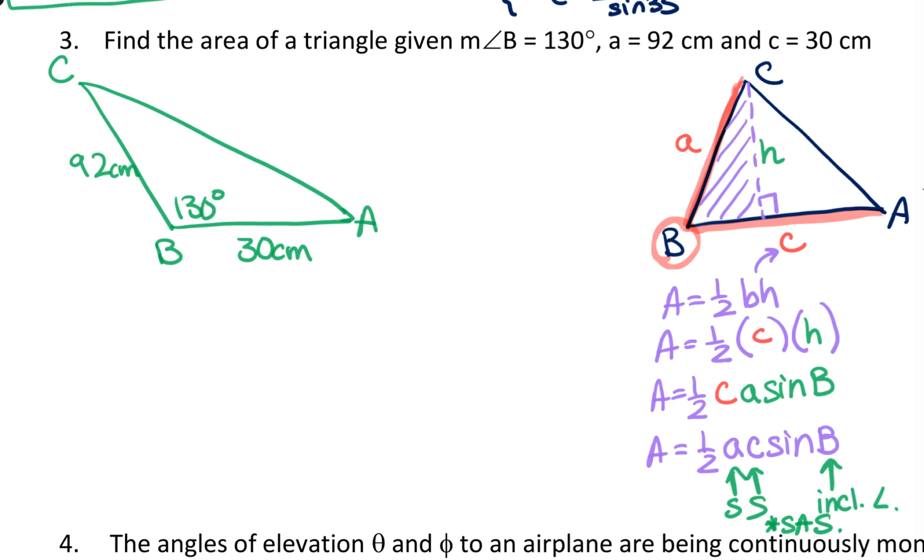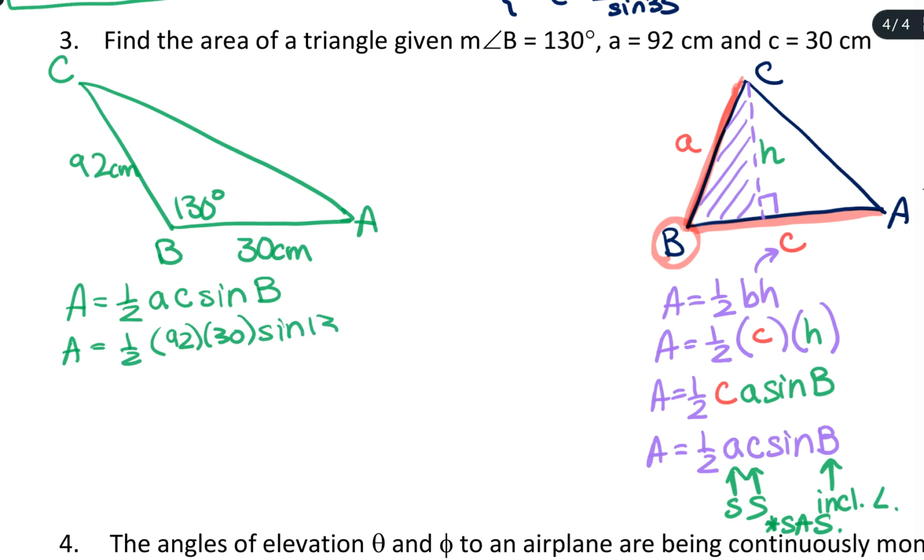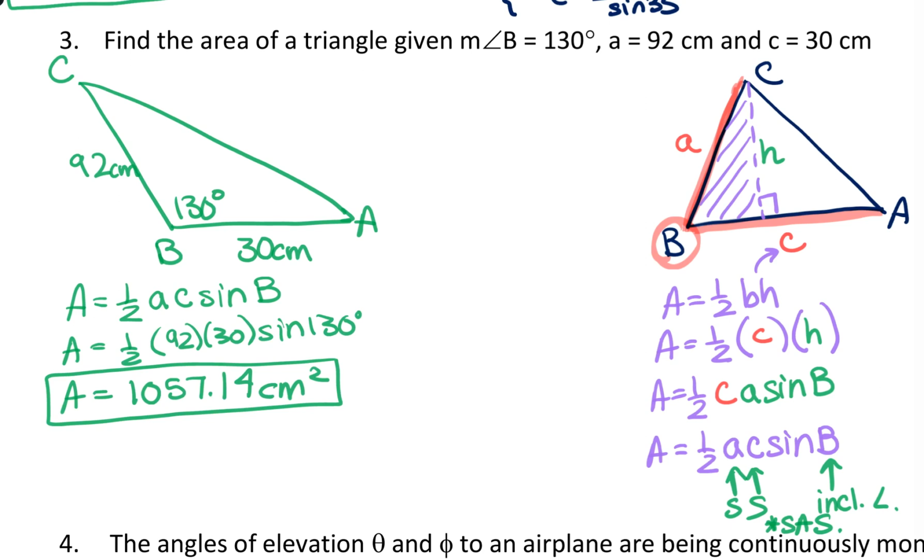All right, so let's go back to our example. And so now we can use this formula. Our formula is area equals 1/2 the two sides that are given, A times C times the sine of the included angle. And again, it has to be an SAS situation. You have to have that included angle. So I just plug in, and I get 1/2 times 92 times 30 times the sine of 130, and I just simply calculate on my calculator. And the answer that you should have found is 1057.14 centimeters squared. It doesn't say what to round to, but we'll just round to the nearest hundredth if it is not given.